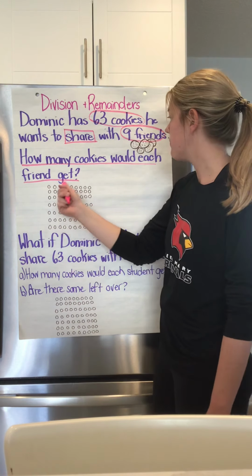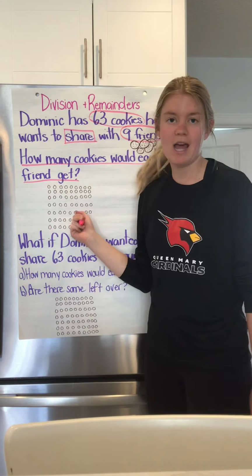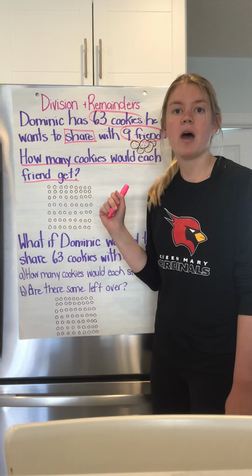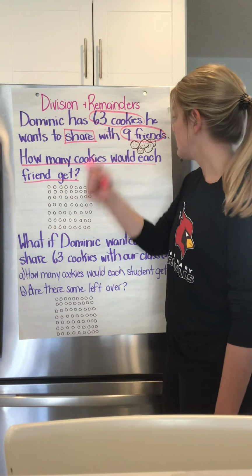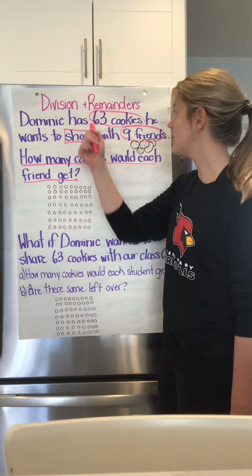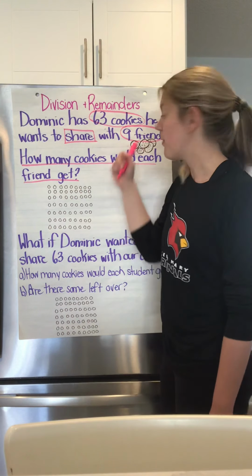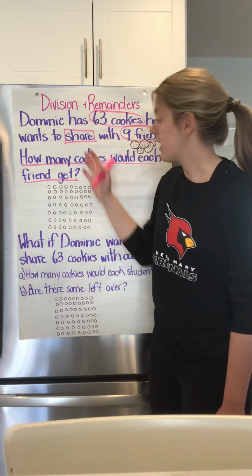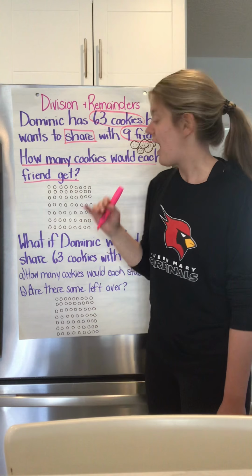So, what I've done here is, I know that he has 63 cookies, so I just went ahead and drew out my 63 cookies already, so it is easier for you guys, so it doesn't take up so much time. And, okay, so he's going to share these cookies, and I know when I'm dividing and sharing, he's going to do it evenly, if possible, with 9 friends. So what I need to do is start by looking at my 63 cookies, and figure out how 9 friends can evenly have these cookies.